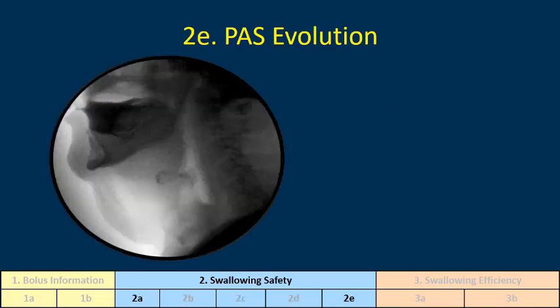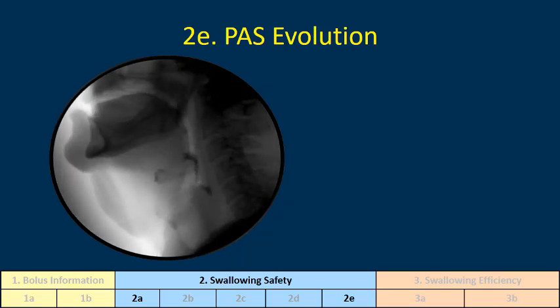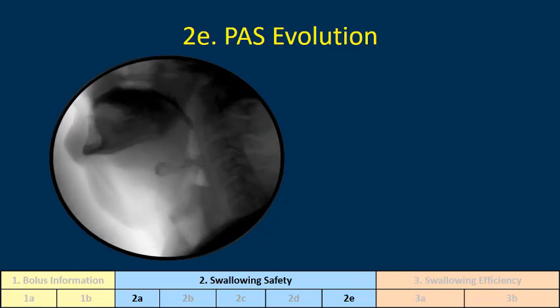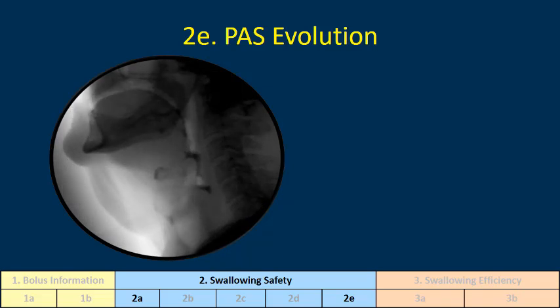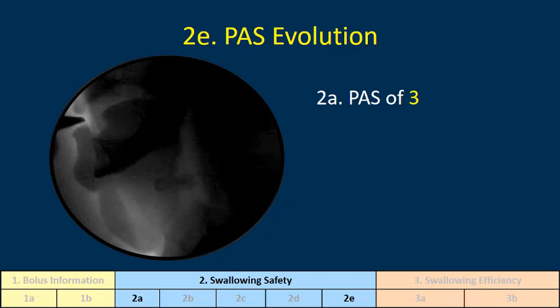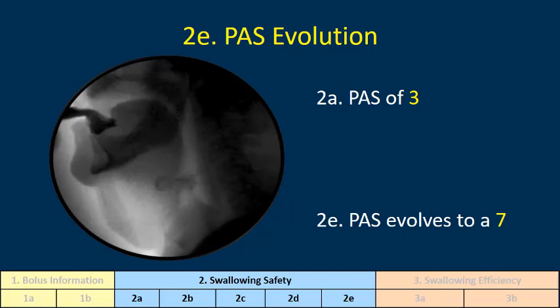Because in ASPEKT-C, we are only referencing the initial swallow on the measures described so far, we think that it is clinically relevant to capture any evolution of pass. As seen in the example here, if your patient has a pass of 3 on their initial swallow, and then continues to swallow in attempts to clear the bolus or any remaining residue, and pass evolves to a 7, this would be noted in the pass evolution column of the ASPEKT-C method.